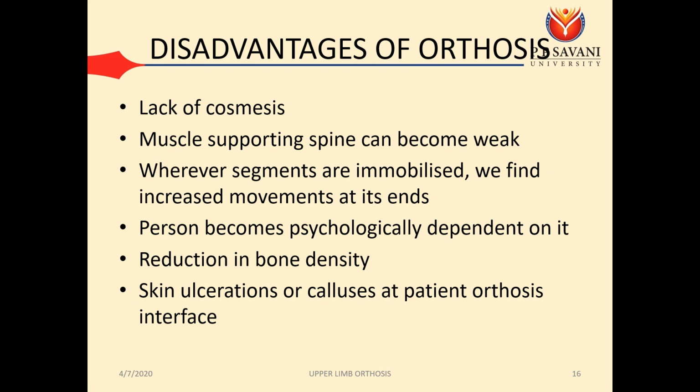Second, muscles supporting the spine can become weak. When a part of the body is limited, for example, on the left side you are limiting the shoulder or limiting the elbow, you will be using mainly your right side for all day-to-day activities. And hence left side spinal muscles will also get weak because they are not used for stabilization purposes.